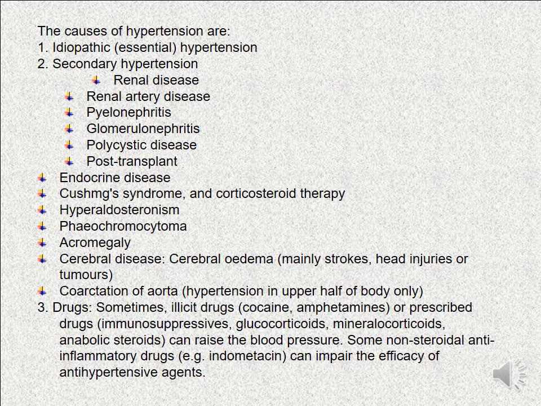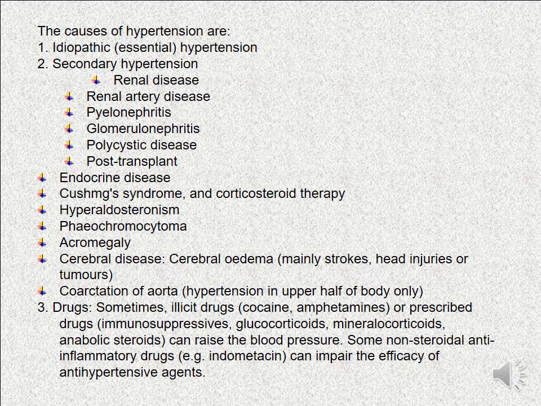The etiological factors of hypertension, the causes of hypertension: first, idiopathic, as in essential hypertension. Second is secondary hypertension due to renal disease: renal artery disease, pyelonephritis, glomerulonephritis, polycystic disease, post-transplant. Other secondary hypertension, like in endocrine diseases.